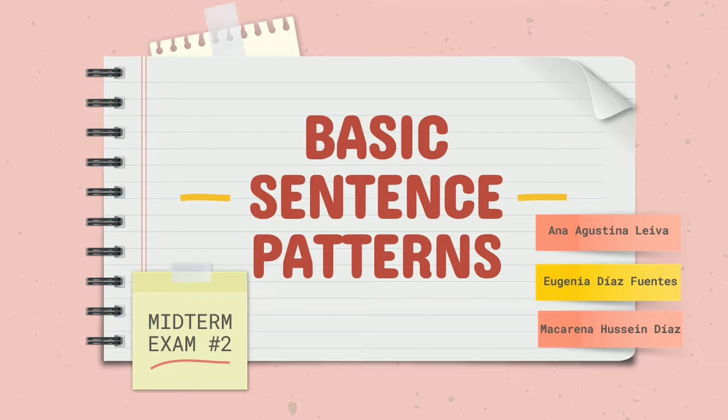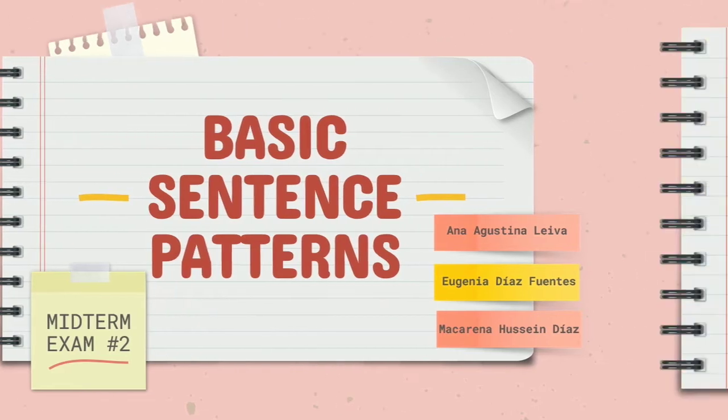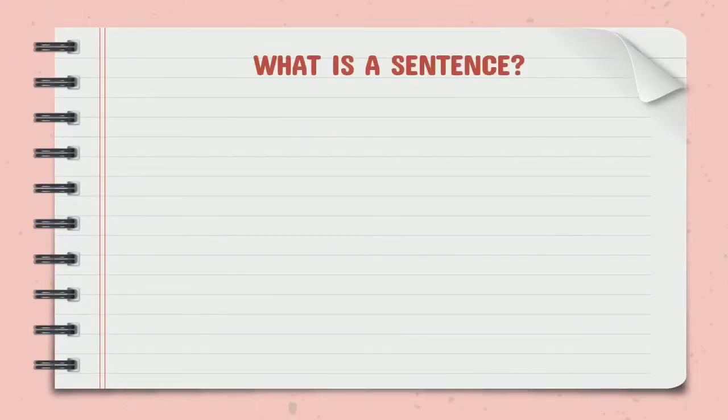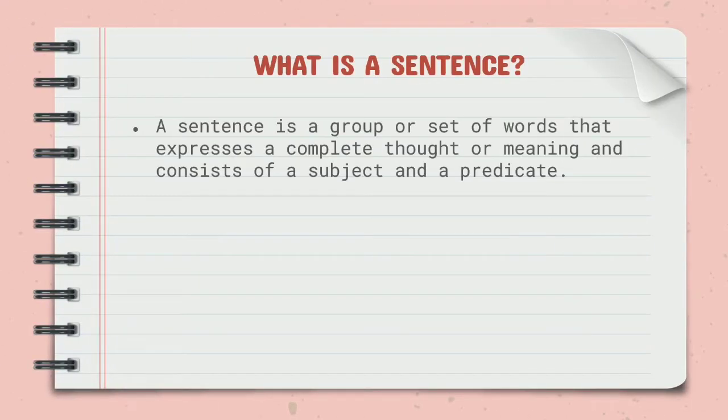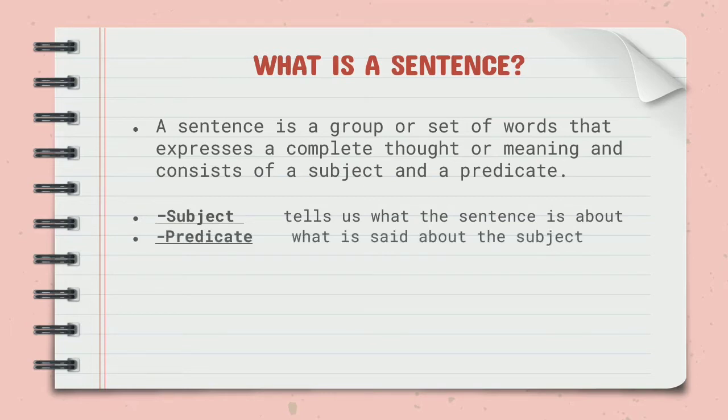To give a complete definition of it, we are first considering each term separately. First, let's state what a sentence is. A sentence is a group or a set of words that expresses a complete thought or meaning and consists of a subject and a predicate. The role of the subject is to tell us what the sentence is about, what is the topic of it, and the predicate, which must have a finite verb, specifies what is said about the subject.